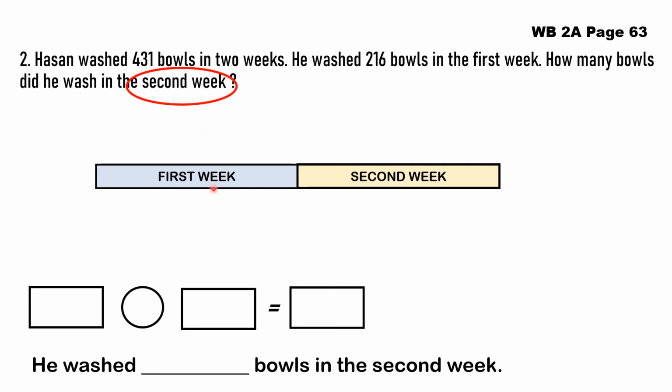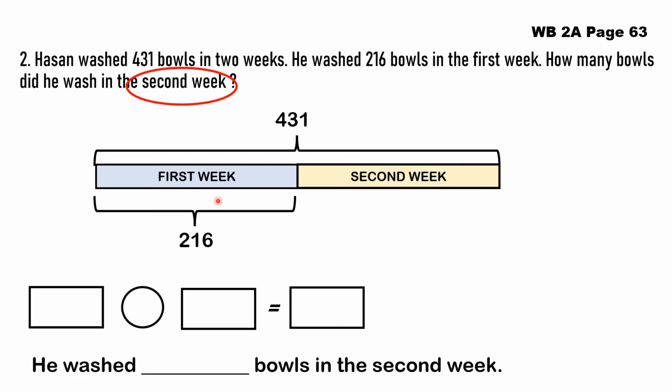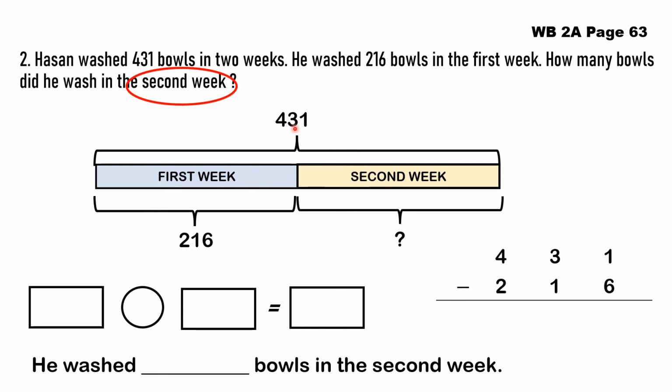Okay, the total number of bowls is 431. So in the first week, he washed 216. So we want to know how many bowls he washed in the second week. So we need to subtract 431, which is the total number of bowls, minus 216, which is the number of bowls he washed in the first week, to find the second week. So we have our working here.